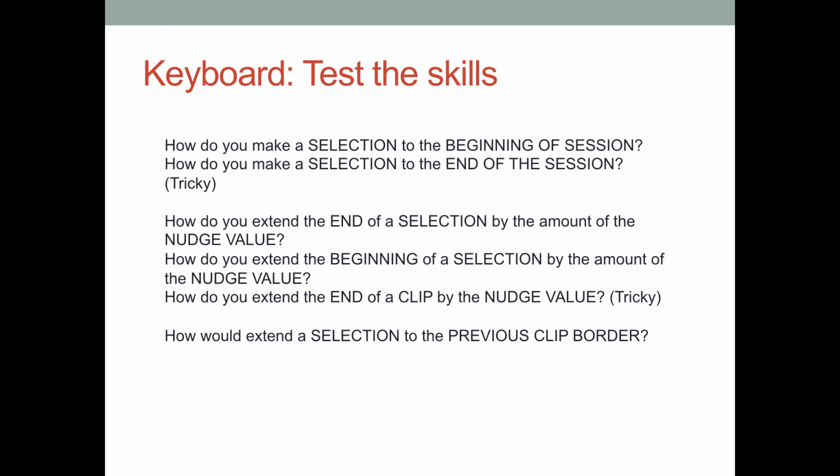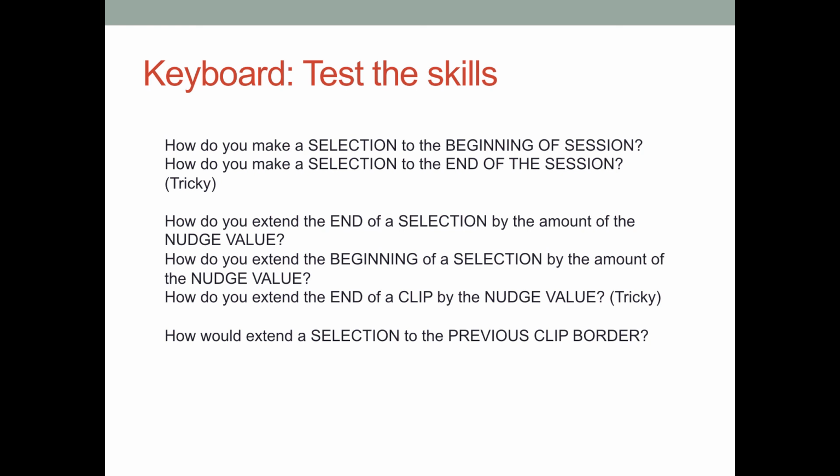How do you extend the end of a selection by the amount of the nudge value? So it says selection in there. So you'd hit Shift and Command on a Mac or Control on a PC. That's kind of confusing, but so Shift, Command, and then you would hit the plus or minus key. So they give you the plus or minus key in the test questions. Extend the beginning of a selection by the amount of the nudge value. So you would hold down Shift and Option, plus or minus, and then it would do that.